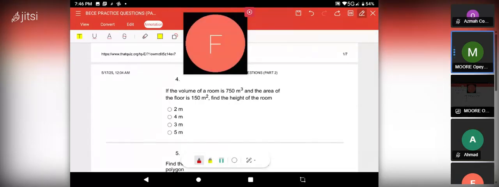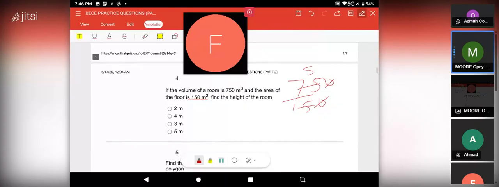Volume of the room, remember, a room has the length, the breadth, and the height. So length and breadth will surely give us the area, which is 150. So to get the height, we divide 750 by 150. Zero cancels out zero. 15 can go in 75 5 times. That is 5 meter.